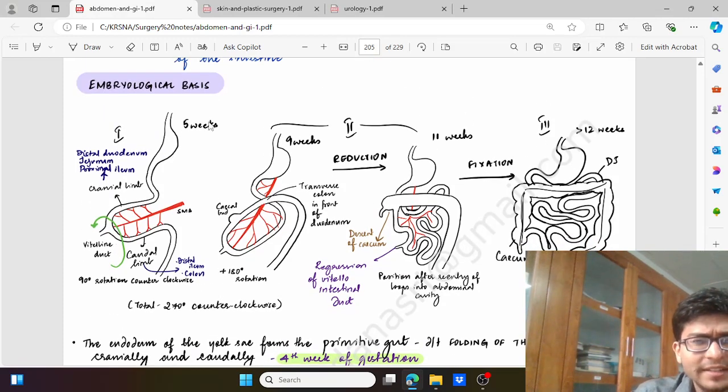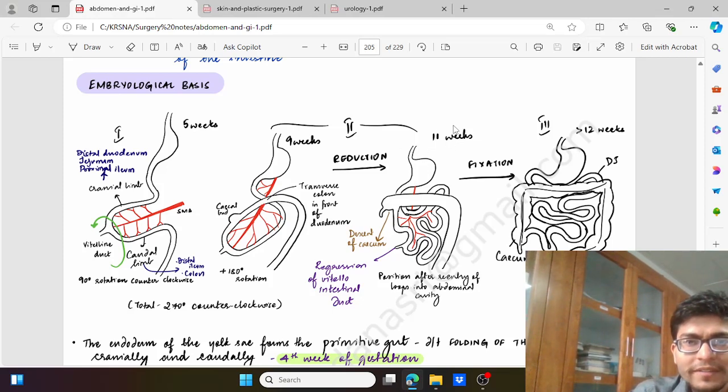This happens at around 5 weeks, and then in the 9th week there is a further 180-degree rotation, causing the caudal limb to come to the right side and the transverse colon to lie in front of the duodenum. Then there is further reduction, causing descent of the cecum and regression of the vitellointestinal duct, and the intestine returns to the abdominal cavity.